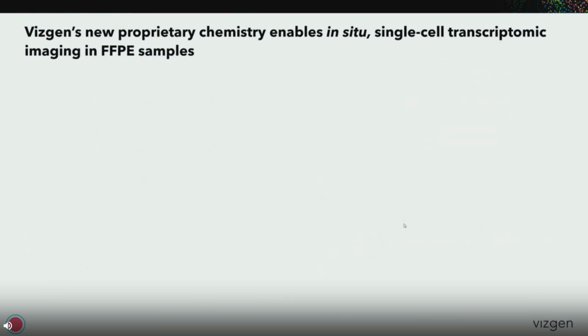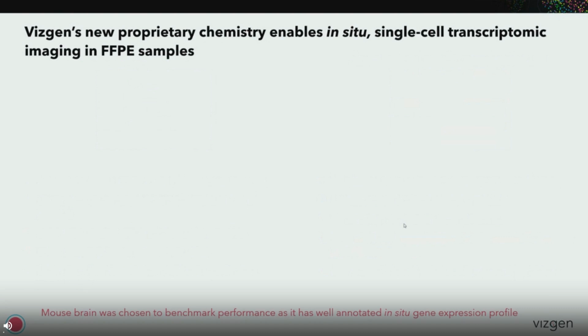So to overcome these challenges, at Vizgen, we have developed a new proprietary chemistry to facilitate MERSCOPE imaging in FFPE samples. And this is based on our first generation frozen protocol. The major changes are in the sample prep workflow, and thereby it is compatible with the existing MERSCOPE platform and our portfolio of products.